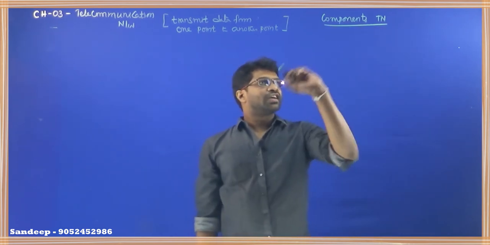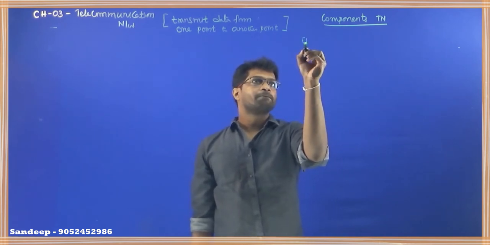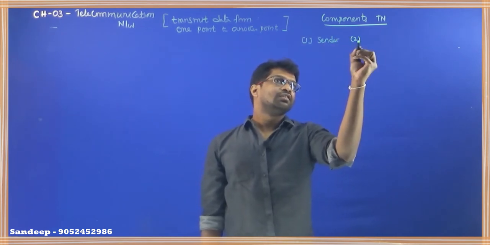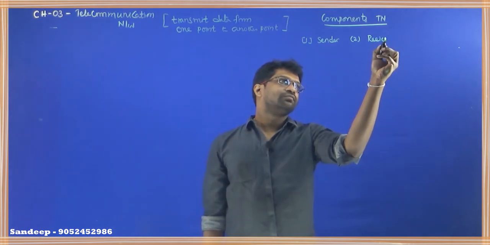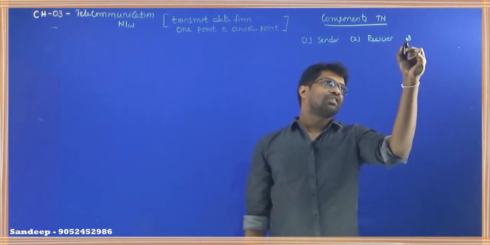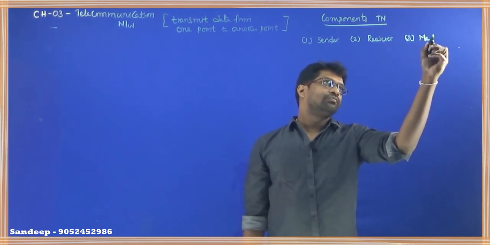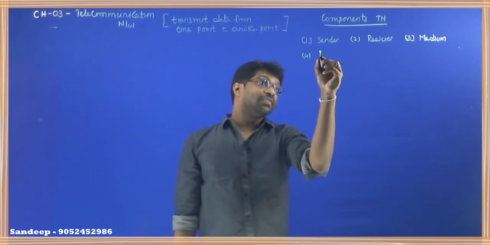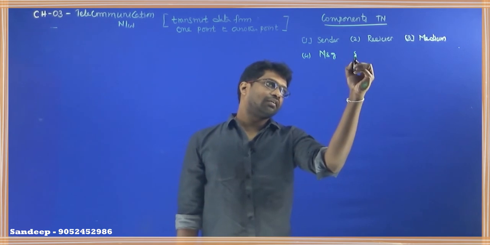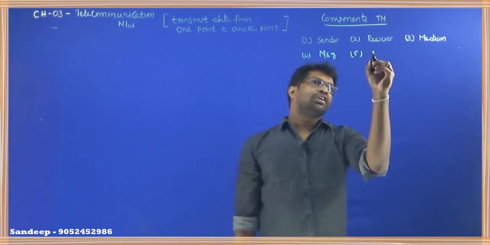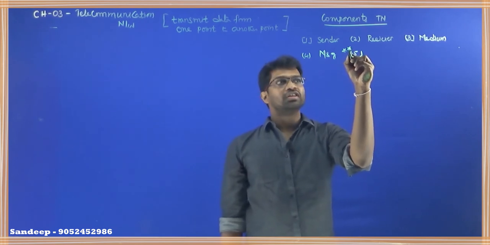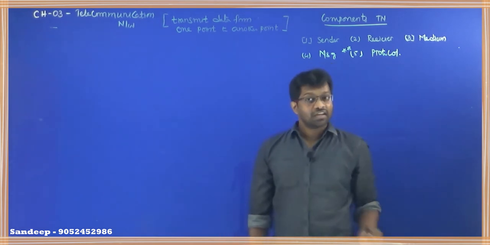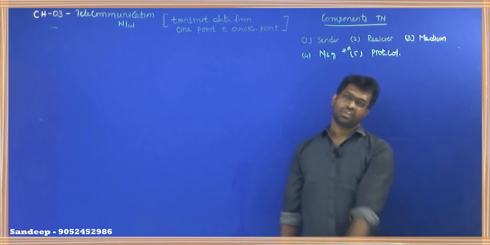So, we require 5 basic components. First one, we require a sender. Second, we require a receiver. Third one, we require a medium. Fourth, we require a message. And fifth component, which is a very important component called as protocol, okay. So, these are the 5 components we require for any telecommunication network, okay.